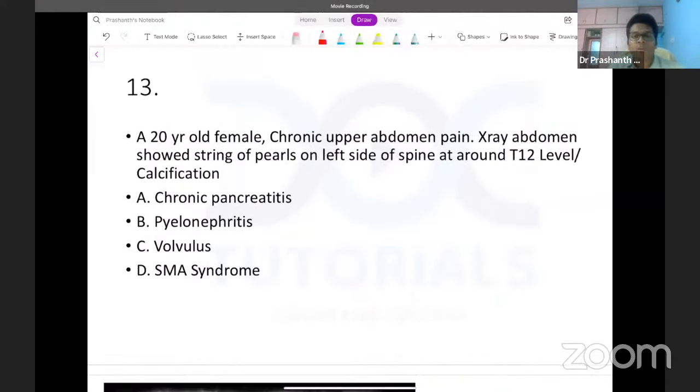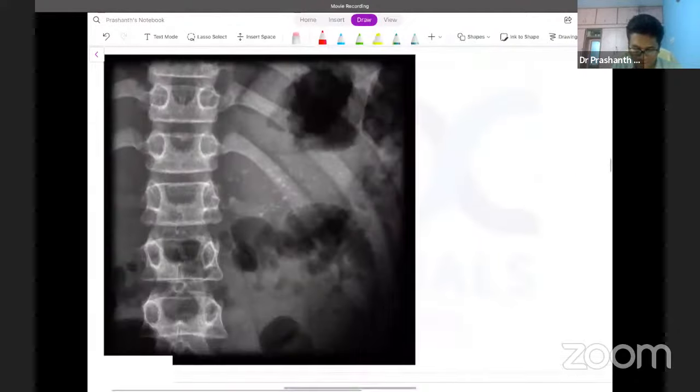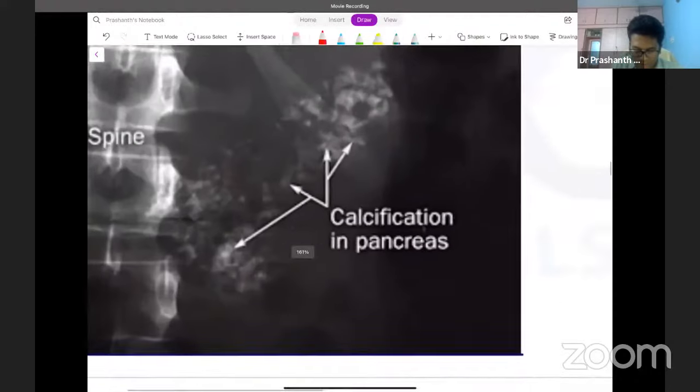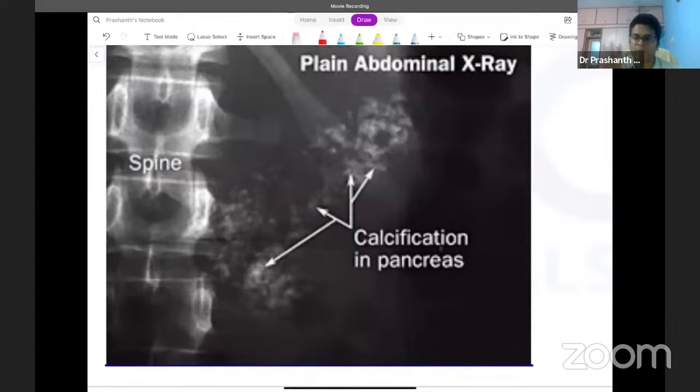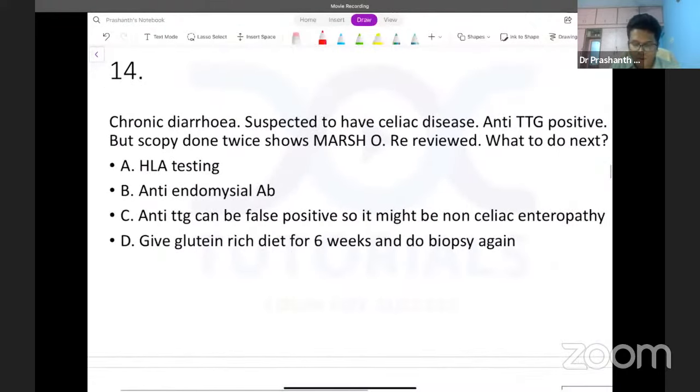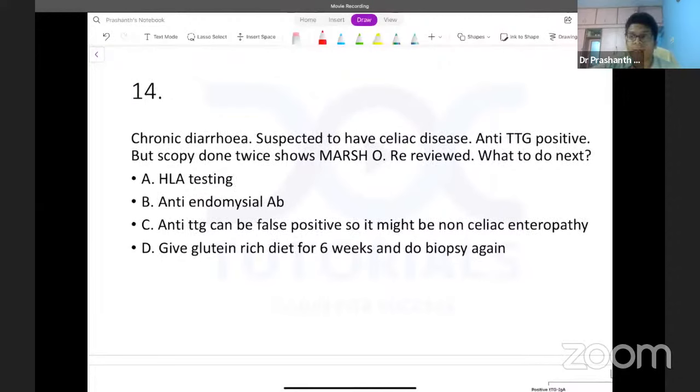The next question is a 20-year-old female, chronic upper abdomen pain. X-ray abdomen is showing string of pearls to the left of spine at around T12 level. What it could be? Now, most likely it is chronic pancreatitis because this is how it looks. See, you have this kind of picture. It goes across T12, L1, and L2. Okay. So this is one more picture to show a similar representation. Probably if this is what you saw or you're going to see in the next exams, you should be marking chronic pancreatitis.